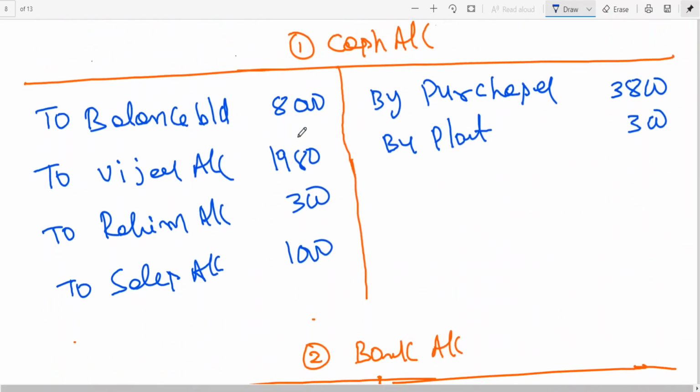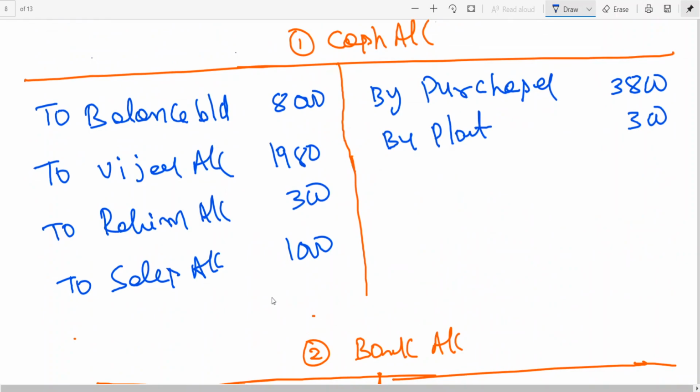In each account, first the debit side total should be compared with the credit side total. Cash account you can take for granted, it always shows a debit balance, because without having a cash balance can you make payment? So cash account always shows which balance? Debit balance. 8,000 plus 1,980, 9,980, plus 1,300, coming to 11,280.